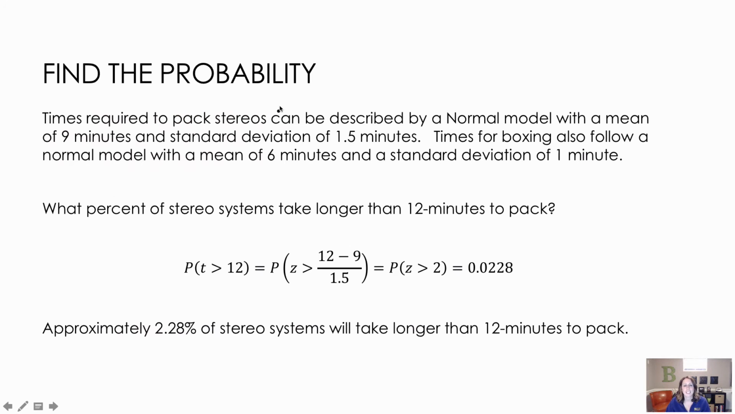Now, if I have a continuous random variable, I have to use the normal model. And so again, they pretty much have to tell me that it follows a normal model in order for me to use that. If it doesn't follow a normal model, then there's really not much that I can do.